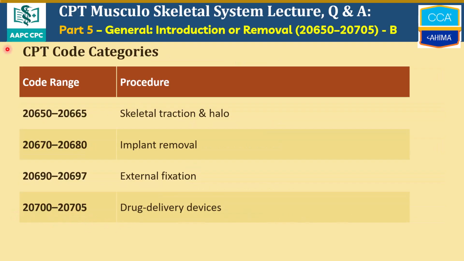Let's go to the code categories of this section. 20650 to 20665 for skeletal traction and halo. 20670 to 20680 implant removal. 20690 to 20697 for external fixation. 20700 to 20705 for drug delivery devices. These are add-on codes. So let's go deeper into these codes.